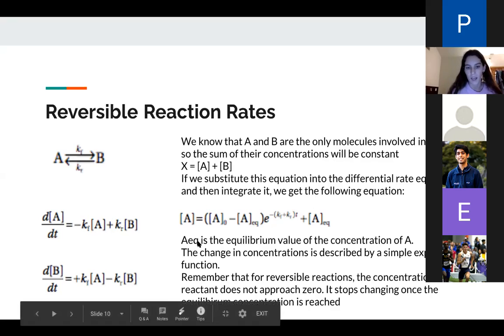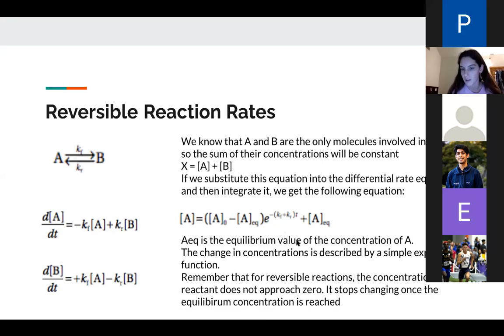And just so you know, A_eq is the equilibrium value of the concentration of A. And so the change in concentration is described by a simple exponential function, which is different than you might think. But also it's important to remember that for reversible reactions, the concentration of the reactant won't be approaching 0. So in a one-way reaction, if this was just A going to B, you would assume that A would eventually approach 0. But because this is a reversible reaction, the concentration doesn't approach 0. Instead, it stops changing once the equilibrium concentration is reached.